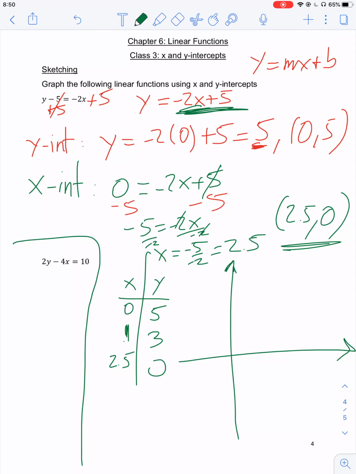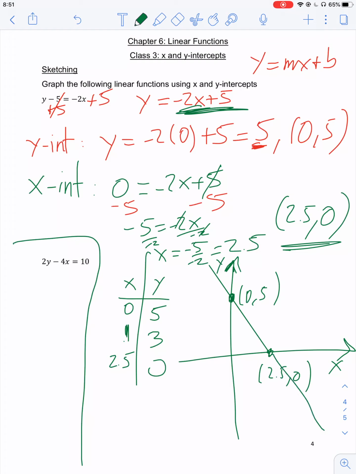One way to quickly sketch, right? Sketching means you don't have to scale your x and y axis. If I'm asking you to sketch, the best way is to start at the y-intercept, so this is the point (0, 5). My x-intercept is over here, (2.5, 0), and then just connect these two points, and you're done. This is what the sketch of this graph looks like.